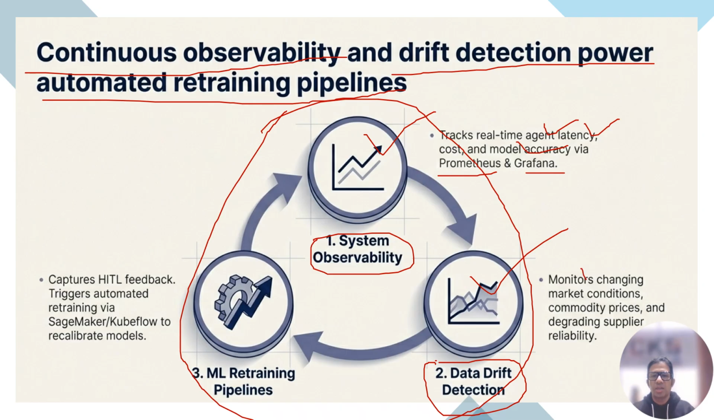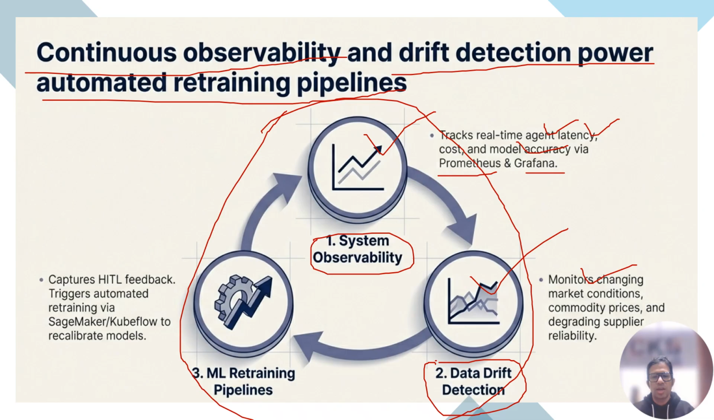So the market actively monitors market shifts and supplier behaviors. Market moves, so the model must adapt. Now drift detection is not just analytics. Drift detection triggers the next step.